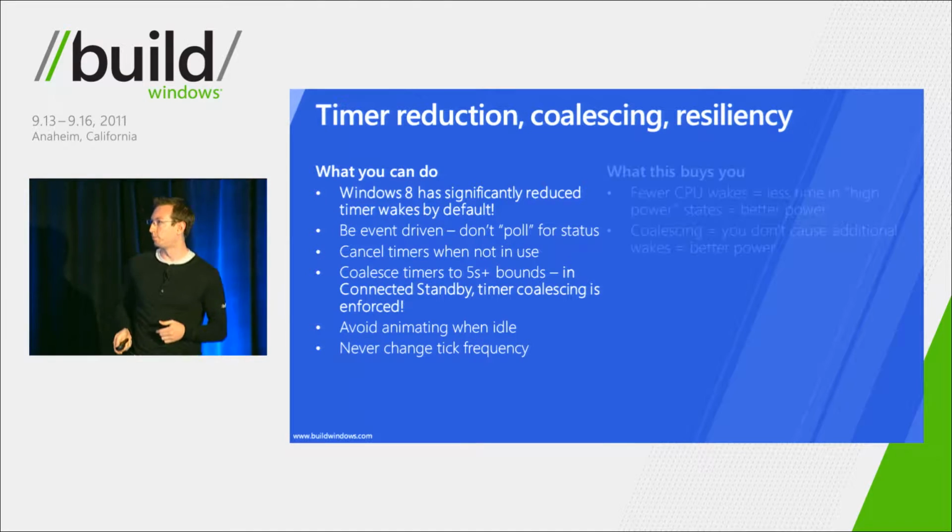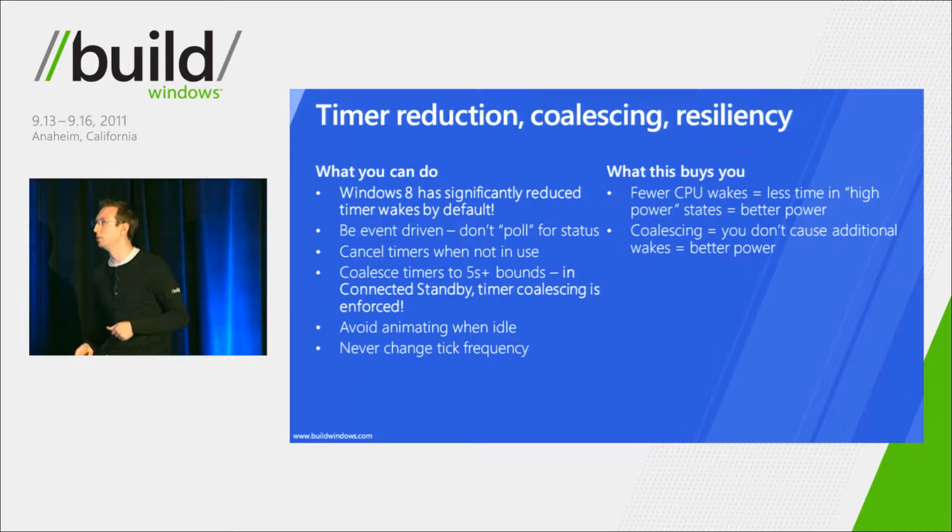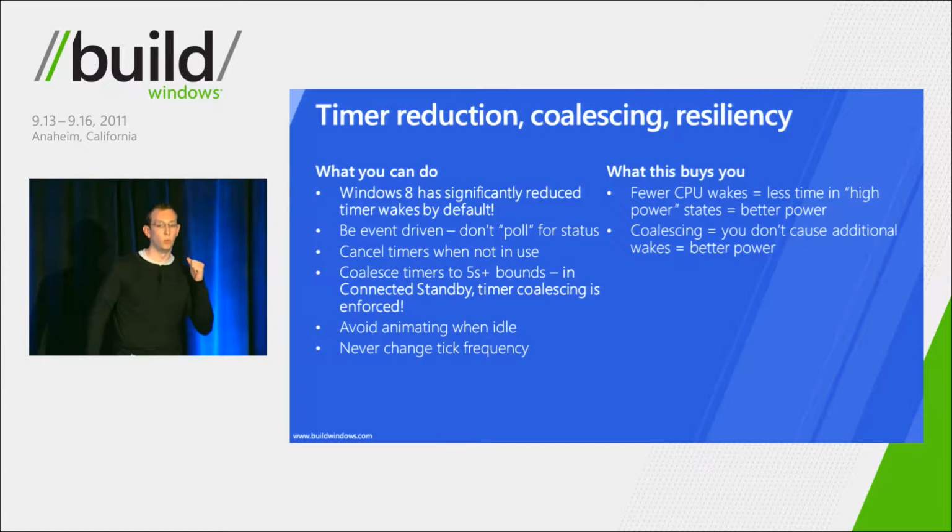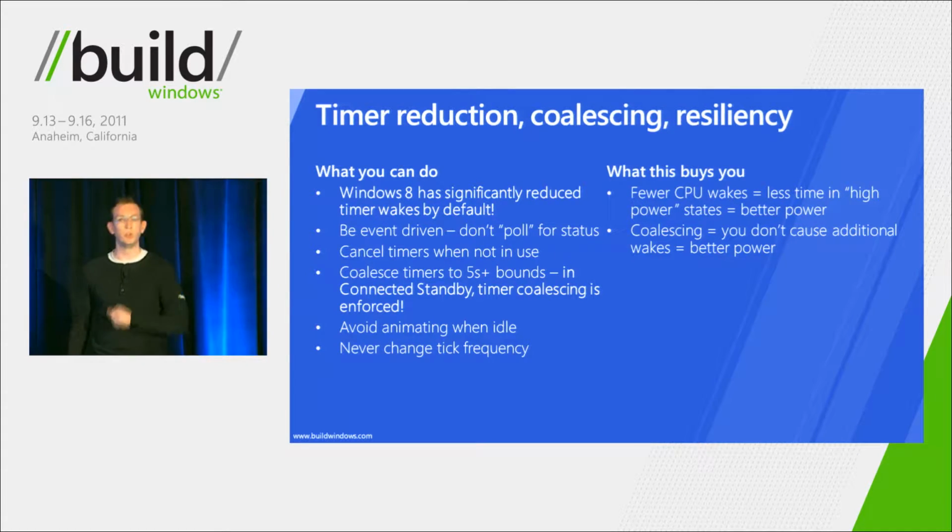Batch what you can. This buys the user, in general, better power consumption. Fewer CPU wakes, less time in high power states, better power consumption. Coalescing makes it so that when you wake up to do minimal activity, you don't need to have a large power impact on the system. You can still get the work you want done.